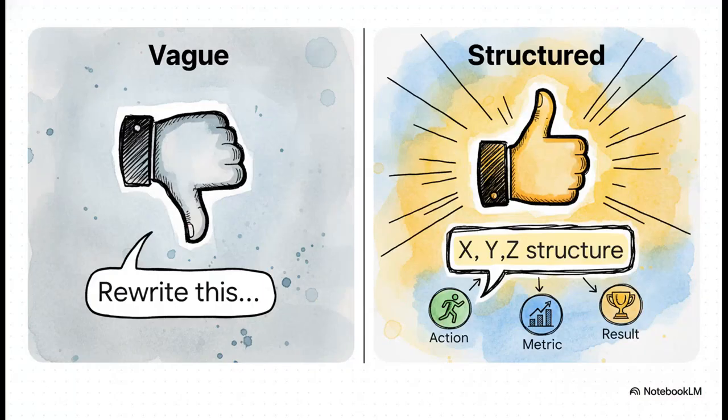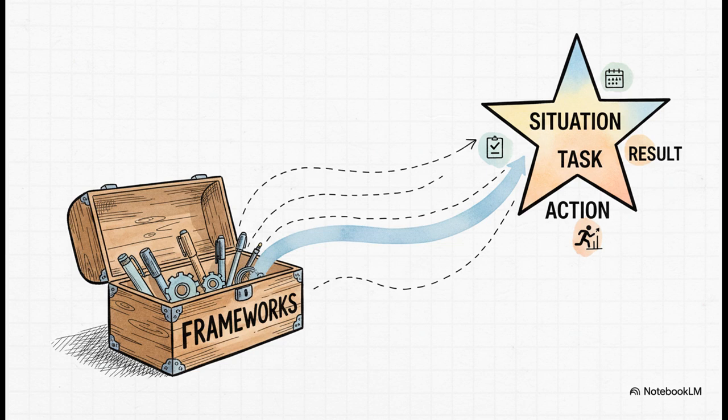This is such a perfect illustration of how powerful an exemplar can be. Instead of a vague request like "rewrite this resume bullet," you provide a specific structure. Rewrite this using the structure, "I accomplished X as measured by Y that resulted in Z." Bam! That forces the AI to deliver a much more impactful and well-formatted answer. And here's a fantastic pro tip. You don't always have to write out a full example yourself.